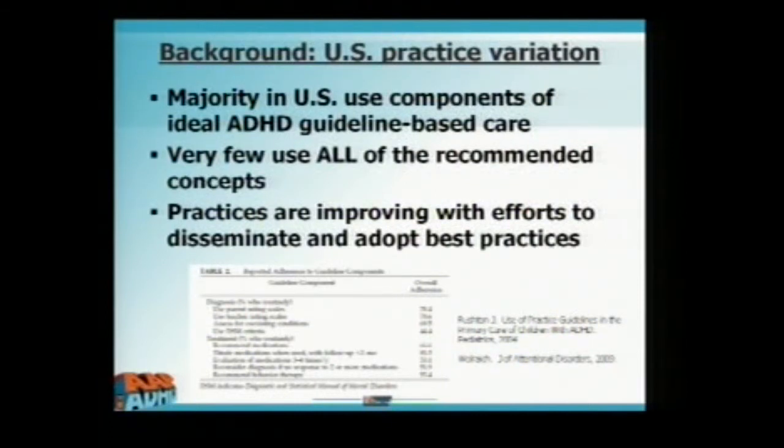So very few physicians we found used all of the recommended concepts, still less than a quarter maybe. We are probably doing a better job in diagnostic methods, largely because of the toolkit, which is very easy to use. So I think that's certainly helped in diagnosis. Treatment is still somewhat variable as well, and I think with follow-up and especially documentation, we're not quite as good about writing out and following up. So I think these scoring systems are useful in that regard as well.